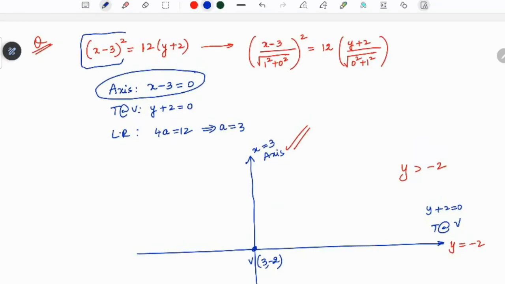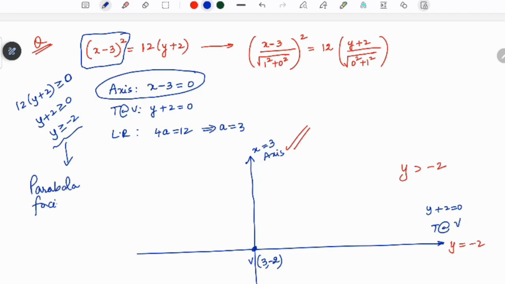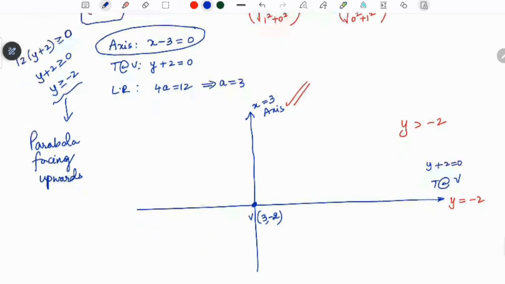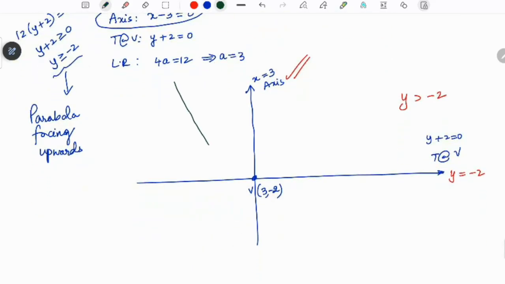(x minus 3) whole square is there. This quantity cannot be negative, so (x minus 3) whole square, which is 12 into (y plus 2), should be greater than or equal to 0. That means y plus 2 must be greater than or equal to 0. y should be greater than or equal to -2. The y level either should be -2 or more than -2. So what did I understand from here? The parabola is facing upwards. Okay, now the parabola is facing upwards.